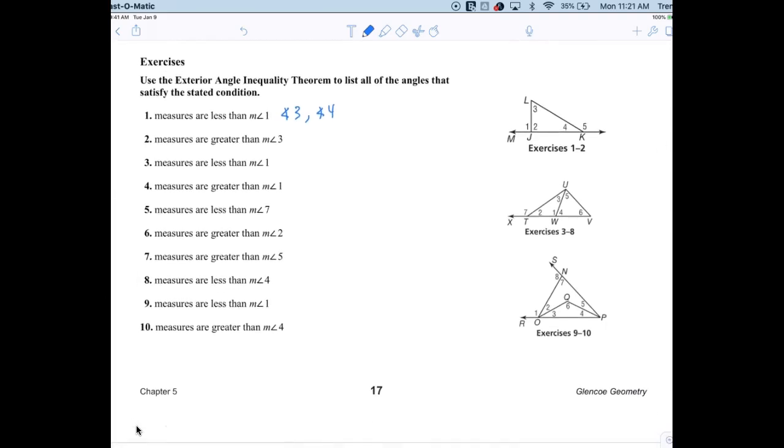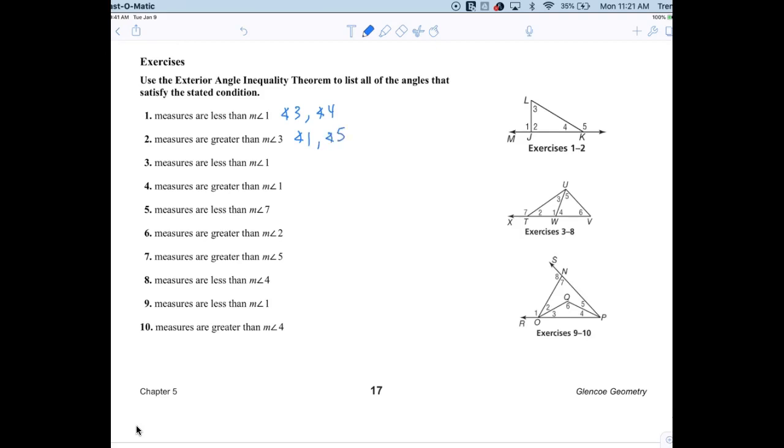All right. Now you have to be careful here. What are the measures that are greater than angle 3? Yes, Mr. Fidel. Angle 1, angle 2, angle 5. All right, let me see what you said. Measures greater than 3. Angle 1 I like. What else did you say? Angle 2. Now, what other one did you say? 5. I like angle 5.